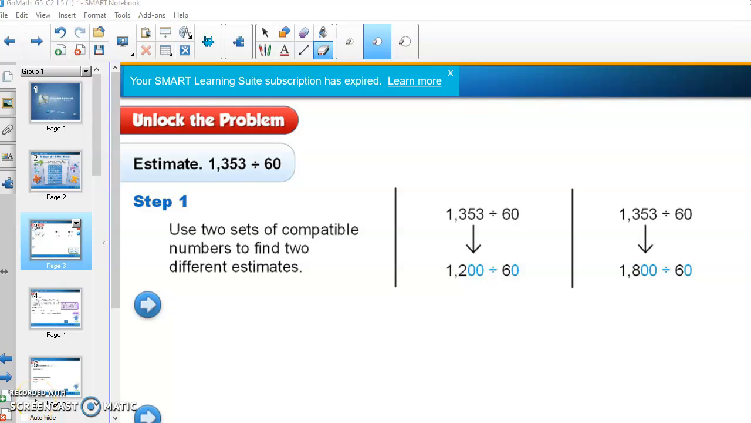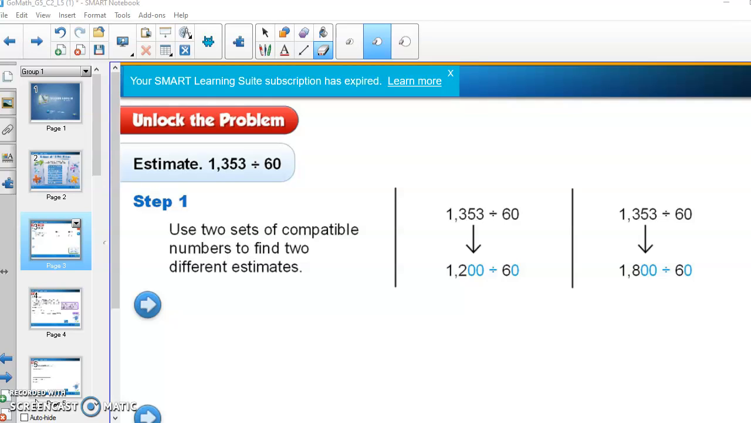Neff, and today we are learning about how we can use compatible numbers to help us estimate an answer to a division problem. In other words, find out an estimate to a quotient, which is the answer to a division problem. Please open up your math journals to page 113. That's page 113. If you'd like, push pause on the video so that you can get caught up to page 113. All right, on page 113, you can see the unlock the problem.